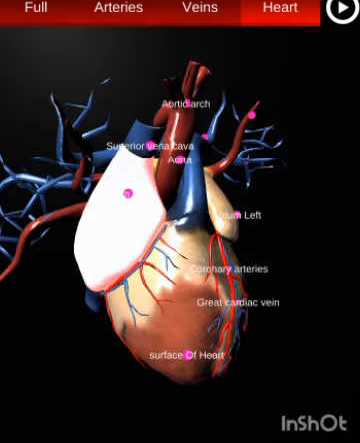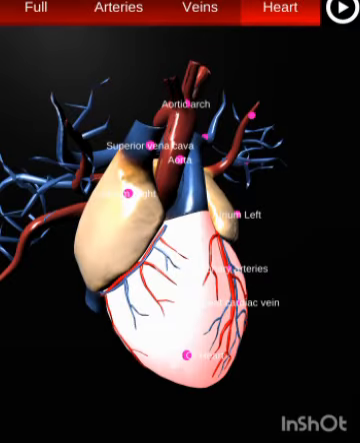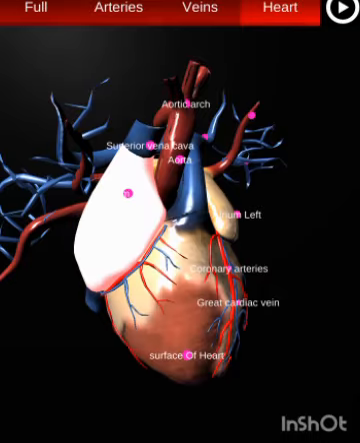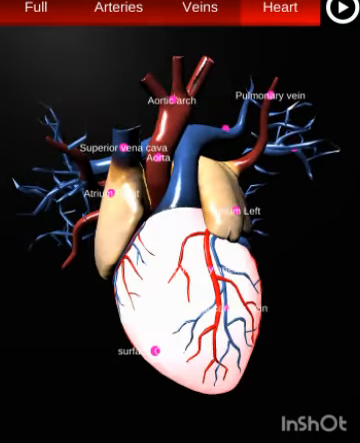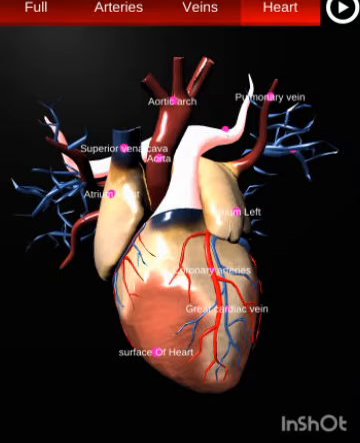When it receives it here, it pumps into what we call the right ventricle. So the blood will fall into the right ventricle. Then the heart will pump the blood from the right ventricle to the pulmonary artery. The pulmonary artery is the only artery on the human body that carries deoxygenated blood, and it sends the blood to our lungs.